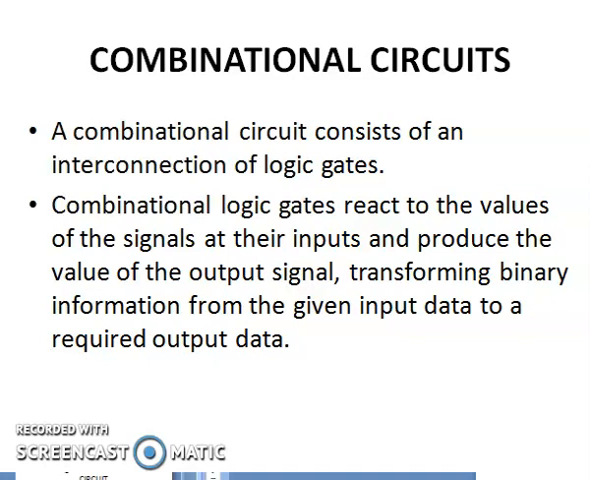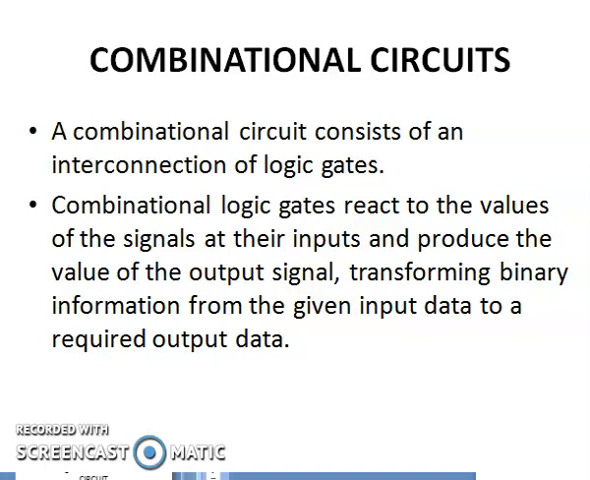And you have one more logic circuit which is called a sequential circuit. It consists of logic gates and some storage elements. Its output at any time depends upon the present inputs as well as the state of the storage elements.